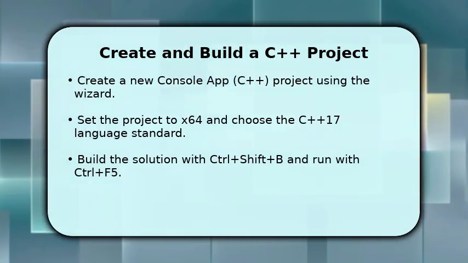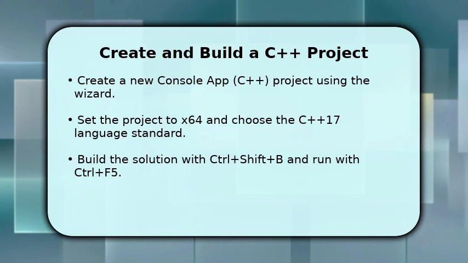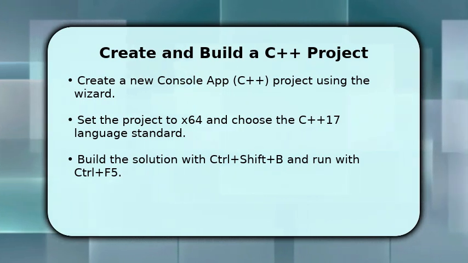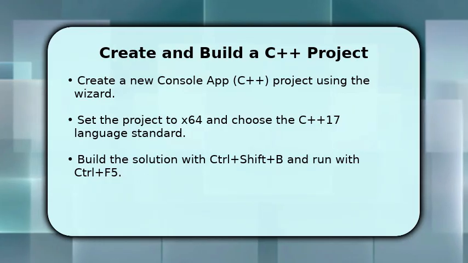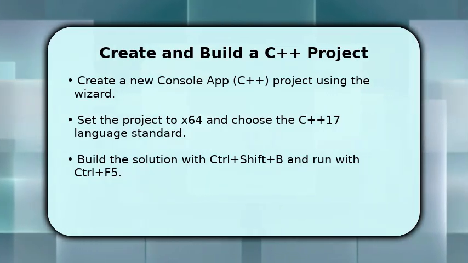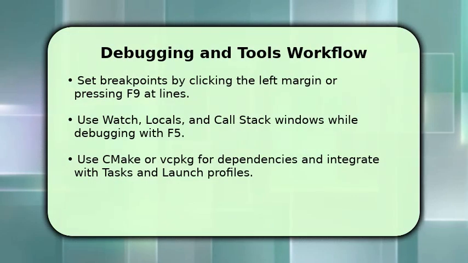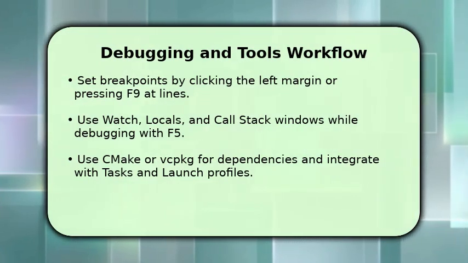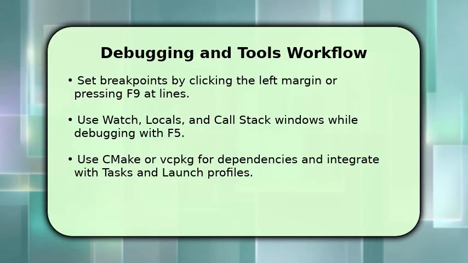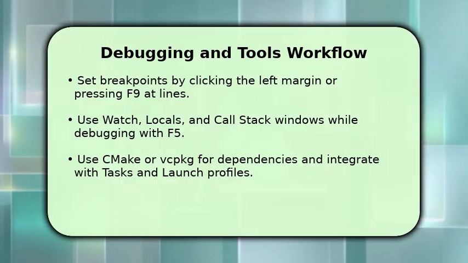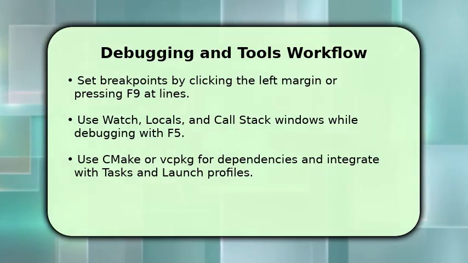Build the solution using Ctrl+Shift+B and run without debugging using Ctrl+F5 to view the console output. Place breakpoints by clicking the editor margin or pressing F9 on desired lines. Start debugging with F5 to enter the Visual Studio debugger and hit breakpoints.